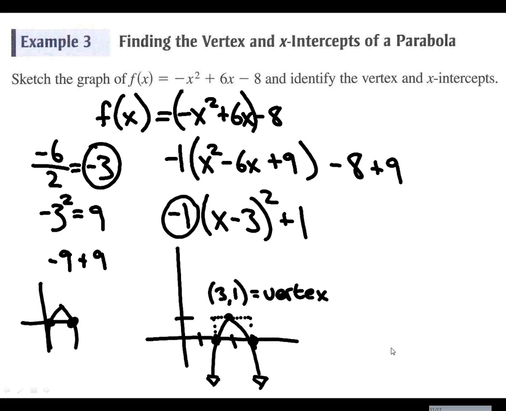What we have here is x-intercepts of 2, 0 and 4, 0.